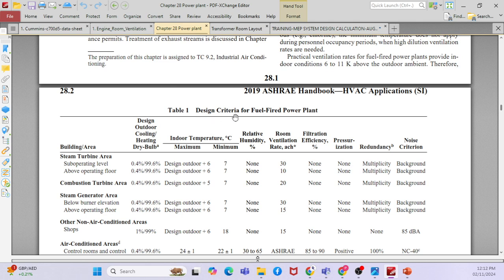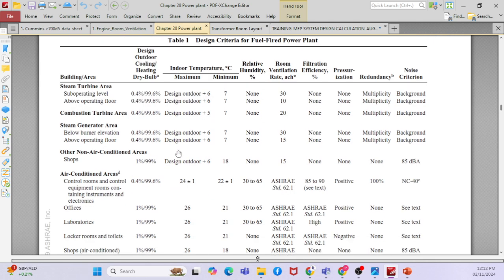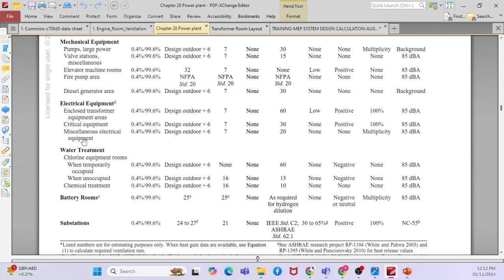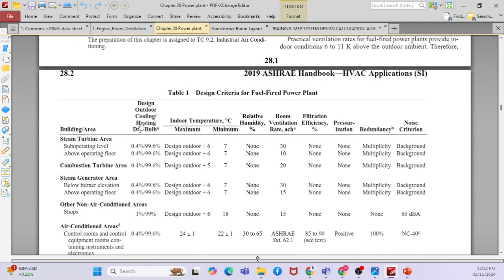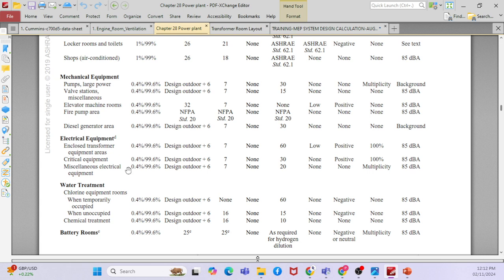When you go to the design criteria for the fuel-fired plant room, you can see for the generator, for the diesel generator, what is the ASHRAE temperature? The maximum temperature will be at 0.4% and 99.6% of the design outdoor as per ASHRAE. If you go to the ASHRAE guideline, you will get this outside temperature. Like say for example in the UAE, 46 degrees or 47 degrees, whatever is the temperature as per the ASHRAE Meteo software, right?